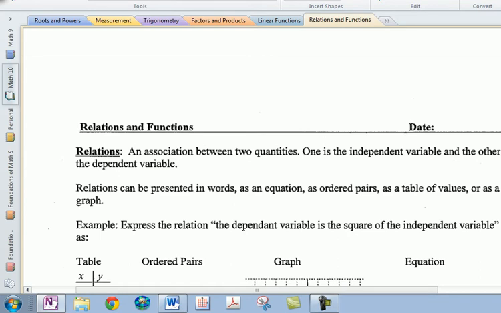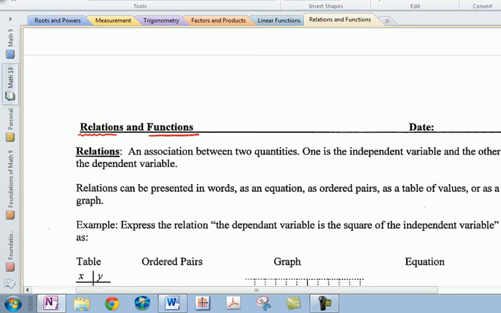What we looked at last unit was functions. Now we're also looking at relations, and we're going to take a more in-depth look at functions and see what they are. So a relation is an association between two quantities. They're related, okay? Cousins, whatever you want.